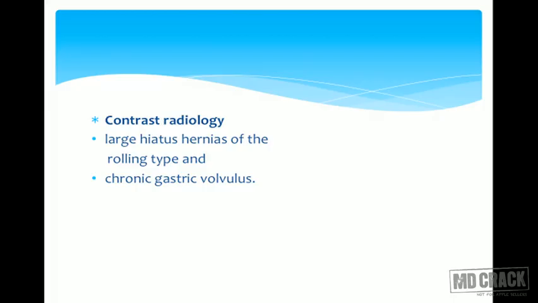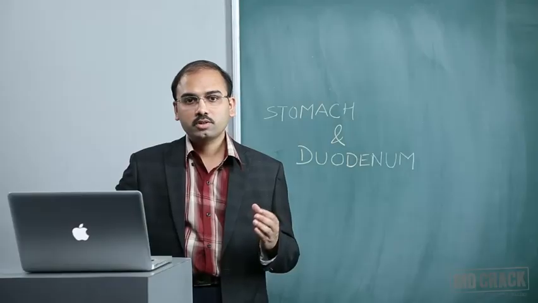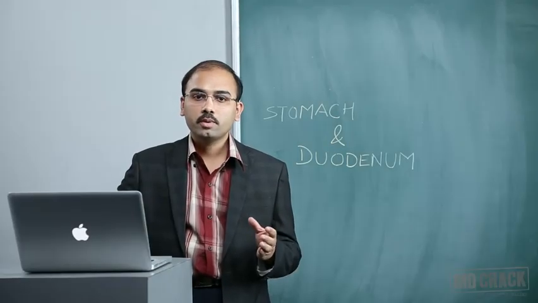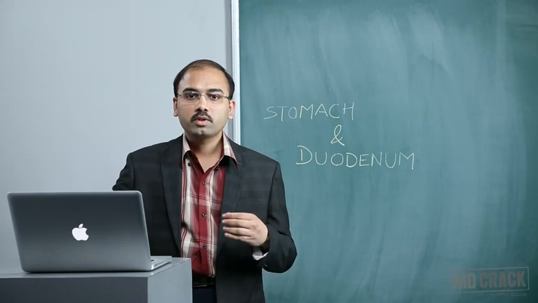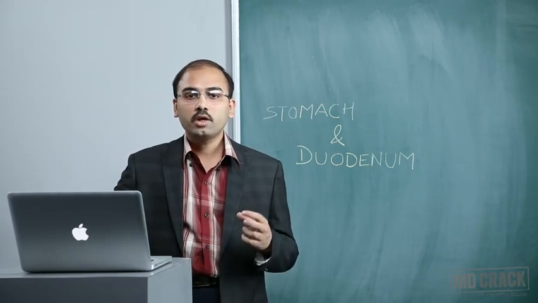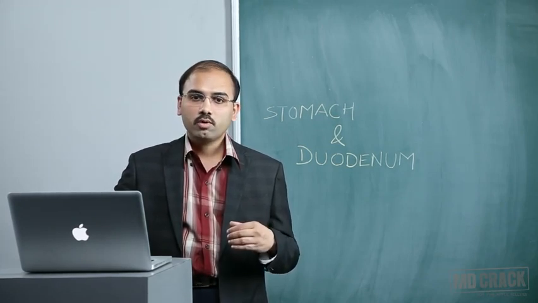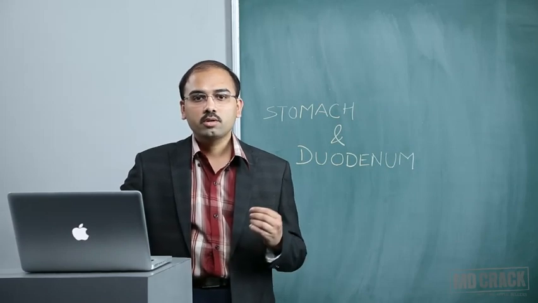Next we have contrast radiology. It will diagnose a large hiatus hernia when seen in Trendelenburg's position. It may be a rolling type or it may be a mixed type. Chronic gastric volvulus: when the patient presents with recurrent pain in the upper abdomen, chronic gastric volvulus may be one condition which may be missed even on endoscopy. So chronic gastric volvulus can be diagnosed on barium studies.